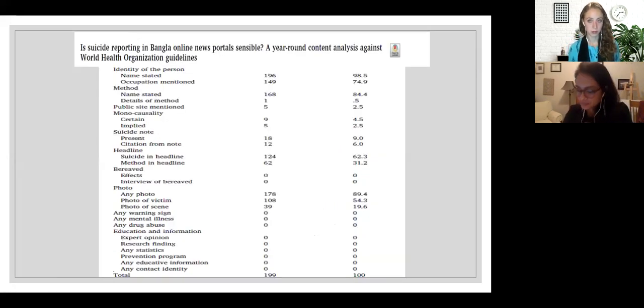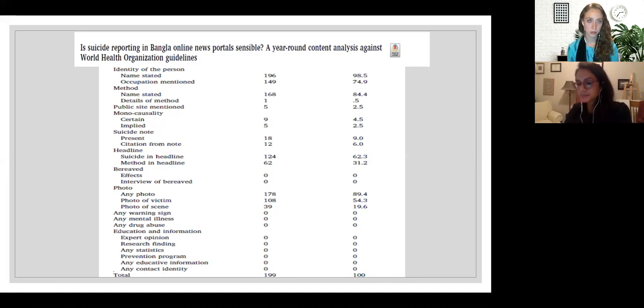So that is the replication of our previous study. We did the follow-up study, and the previous study was done in a retrospective manner. However, in this paper we did a prospective study, and we followed the same news portals, and we see the same situation: none of the reports mention any educative materials.